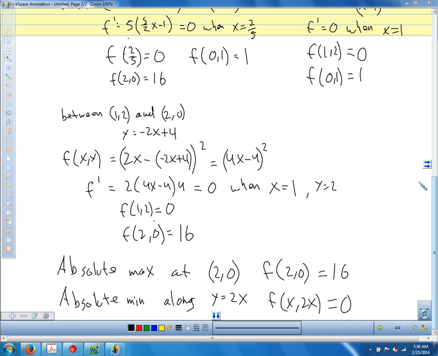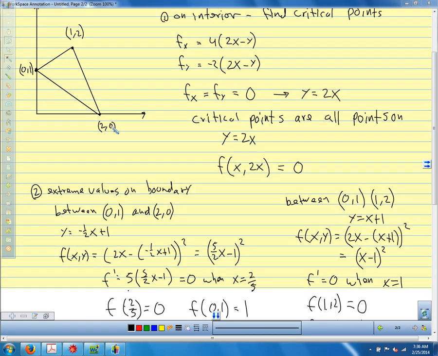So a fair amount of work to find an absolute maximum and absolute minimum, depending on our boundary. Here we had to do a fair amount of work because our boundary was 3 different line segments. So we had to find our extreme values on each of those segments of the boundary. That involved setting the first derivative equal to 0 and testing the endpoints of each of those boundaries.